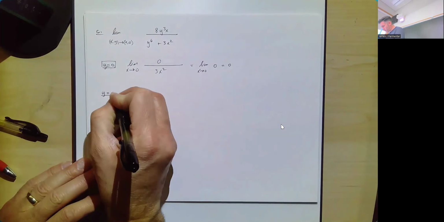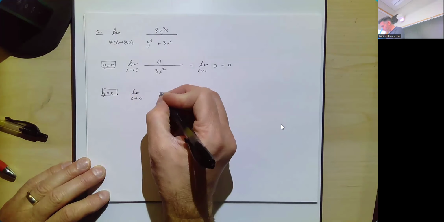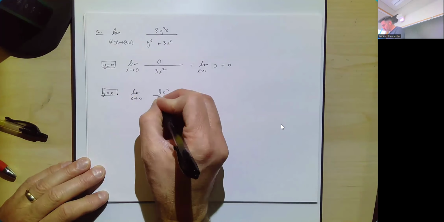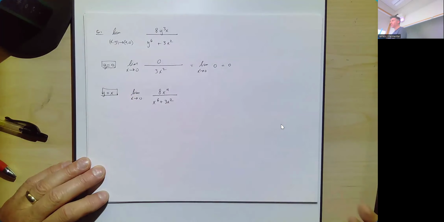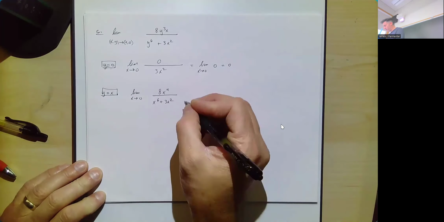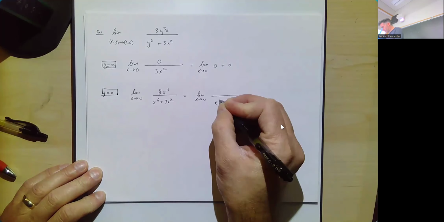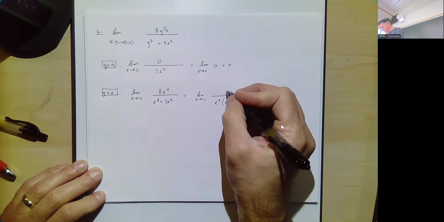If I try y equals x, I'm going to have the limit as x goes to 0 of 8 times x cubed times x, which is x to the 4th. On the bottom, I'd have x to the 6th plus 3x squared. If I factor out an x squared from the bottom, I have x squared times x to the 4th plus 3. In the numerator, I have 8.